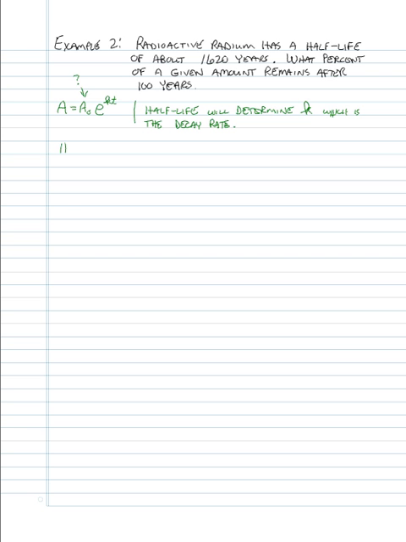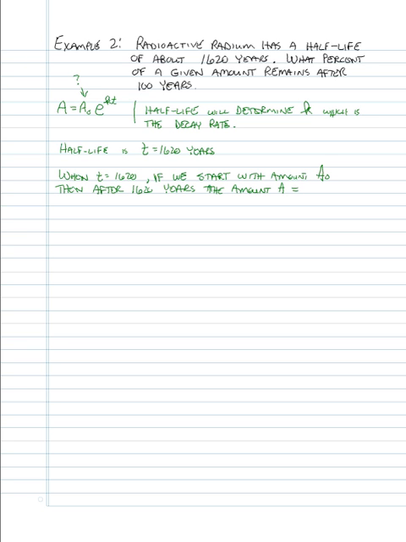And so here's the way we go about thinking this through. For half-life, T is, in this case, 1,620 years. So when T is 1,620 years, if we start with any particular amount, say amount A sub 0, then after 1,620 years, the amount left, the amount A, will be equal to 1/2 of what we started with. Okay, that's the big issue here. So that means when T is 1620, A is 1/2 of A naught.